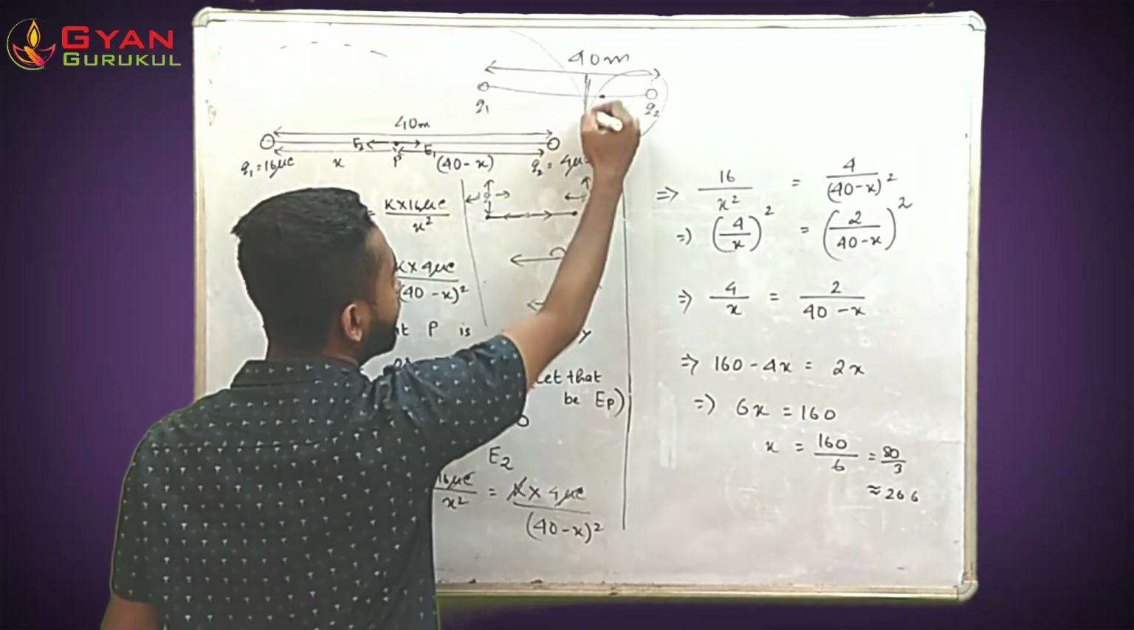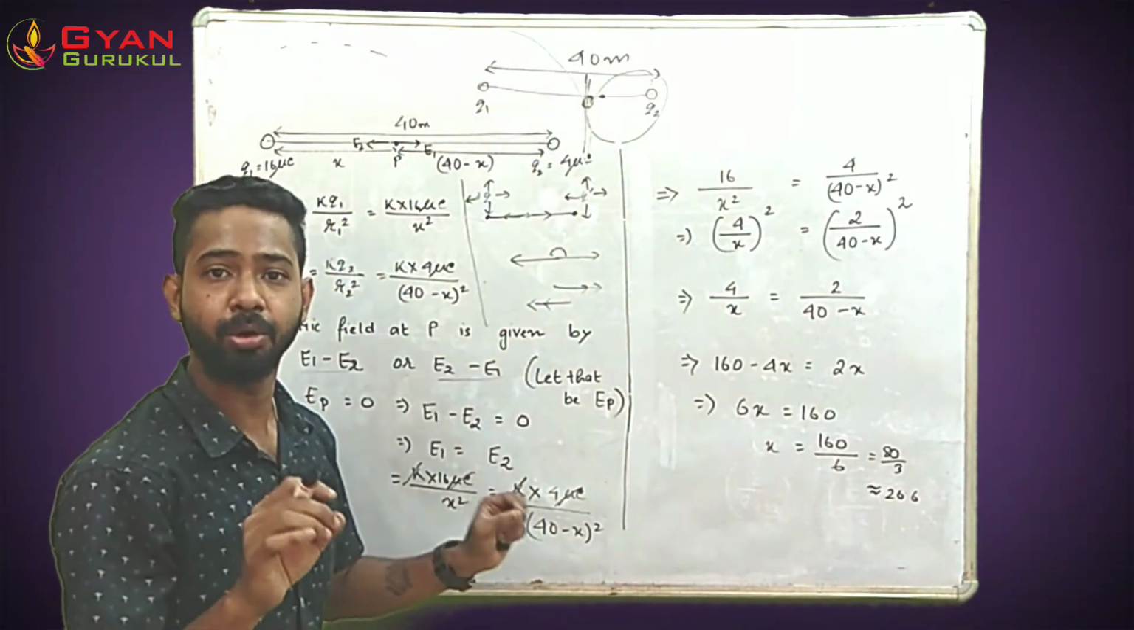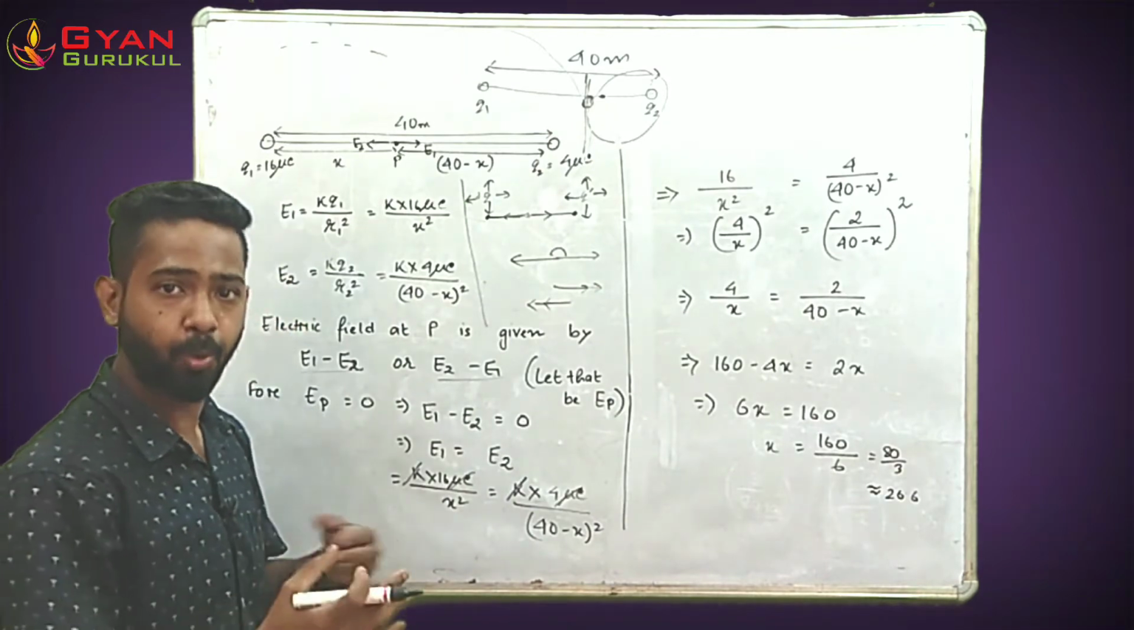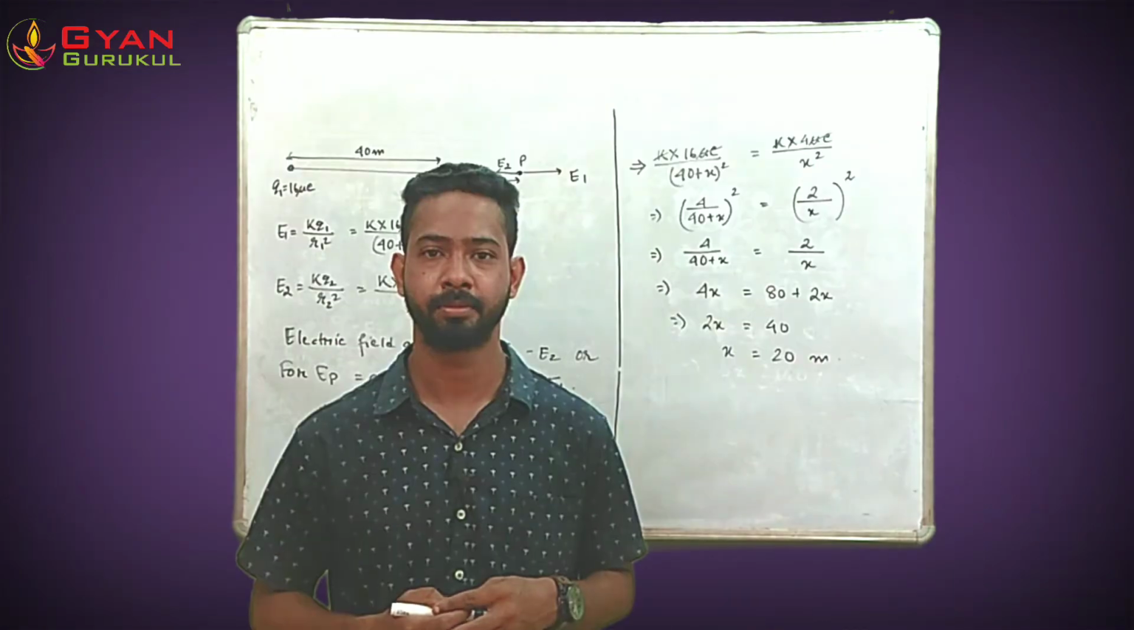So this line is a point where the net field can be 0. That's the whole concept of the sum. Now we'll be talking about the next part of the sum.